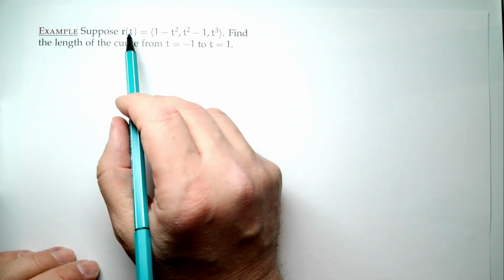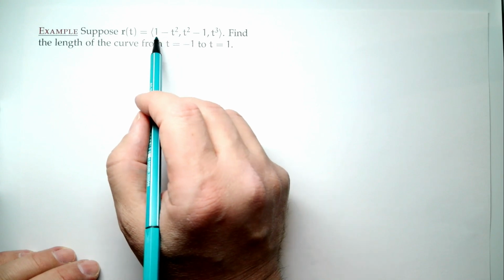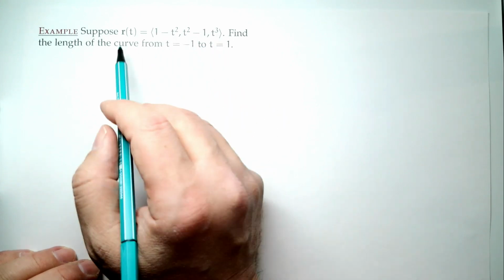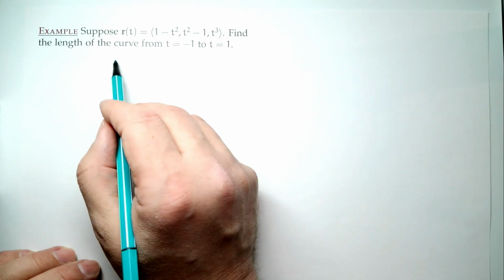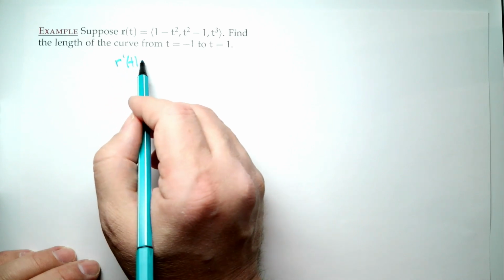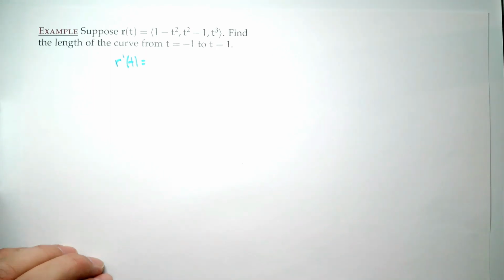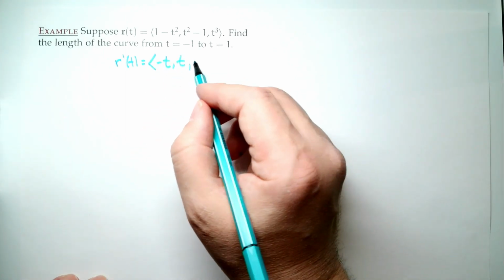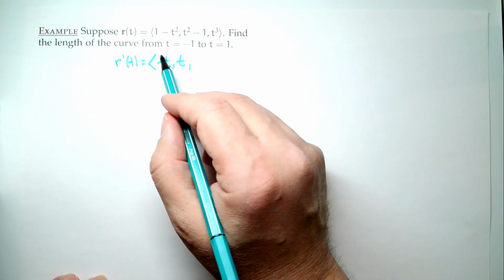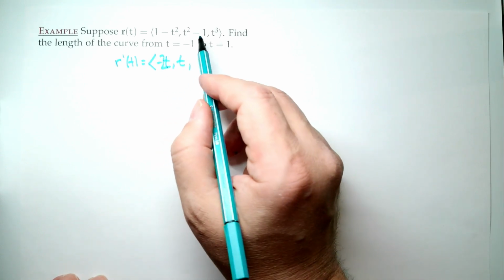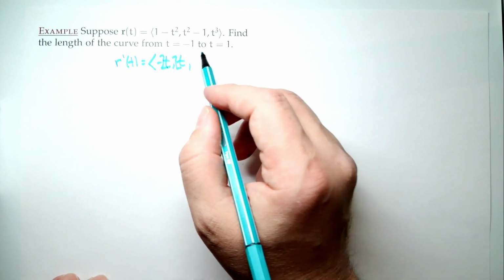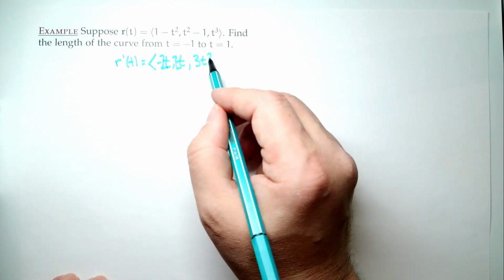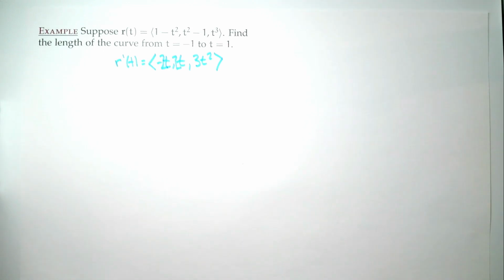So we can take the derivative. We can think of this as x of t, y of t, z of t. Because we have the r of t notation, oftentimes it's just easier to keep it. Let's look at r prime of t. What would r prime of t be? Negative 2t, 2t, and what's the last entry? 3t squared. All right, so we have those values.